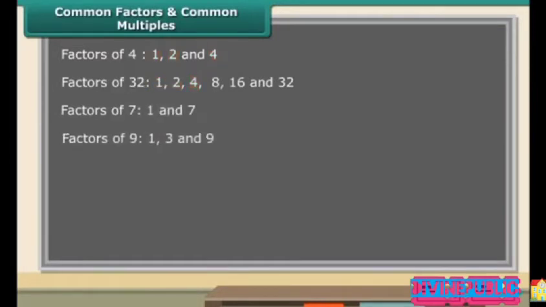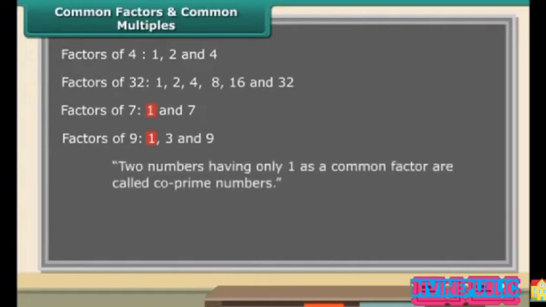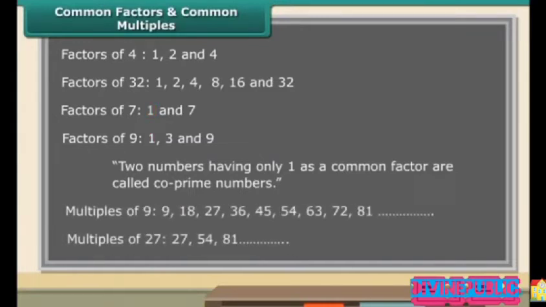Consider the numbers 7 and 9. The factors of 7 are 1 and 7. The factors of 9 are 1, 3 and 9. 1 is the only common factor between 7 and 9. Therefore, 7 and 9 are co-prime numbers. Two numbers having only 1 as the common factor are called co-prime numbers.